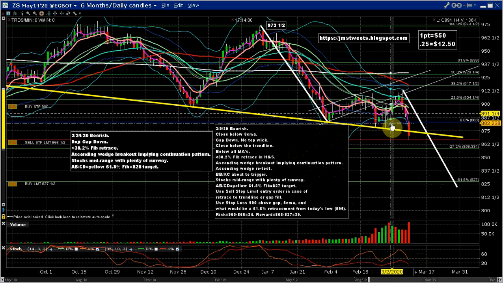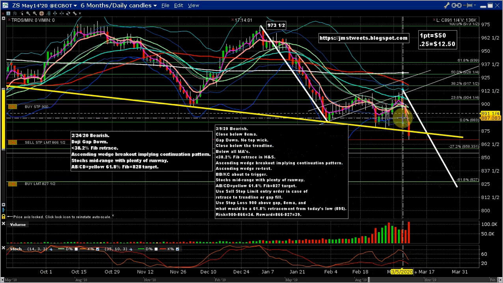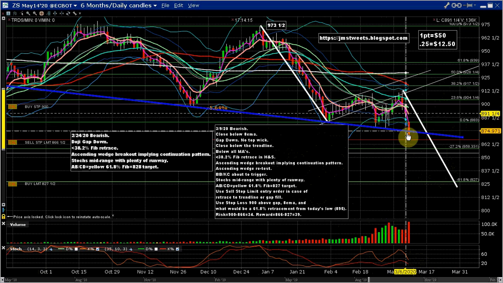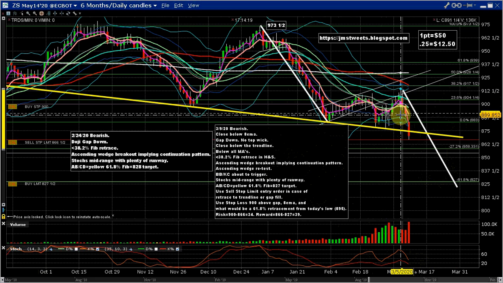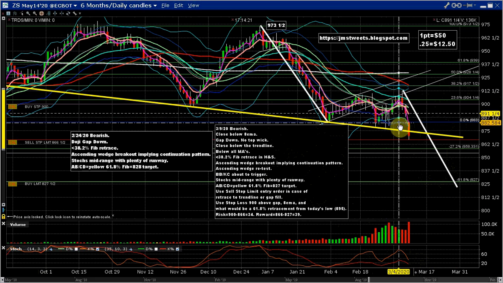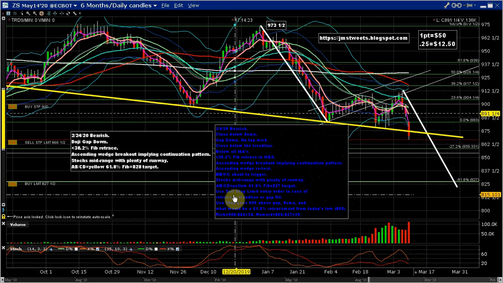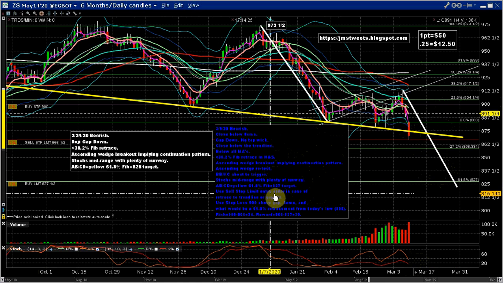So because of this gap, there's a chance that price is going to come up and try to fill in this gap. It could happen much later, or it could happen right away. But I don't want to get in this trade with this coming up against me trying to fill in that gap. So what I'm going to do is use a sell stop limit entry order.